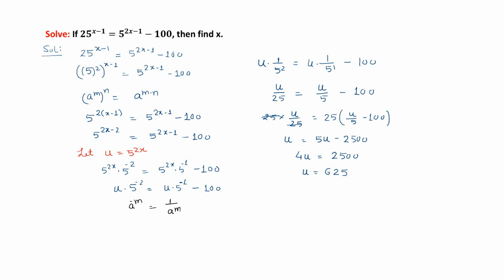So here we get the value of u as 625. Now we know that u is equal to 5 to the power 2x. So we can substitute the value of u, and write 5 to the power 2x is equal to 625.